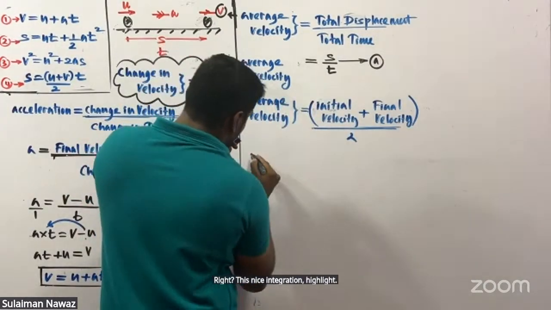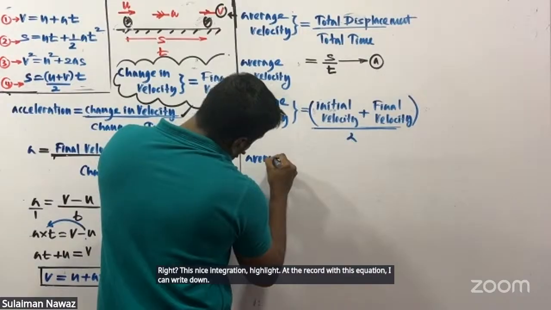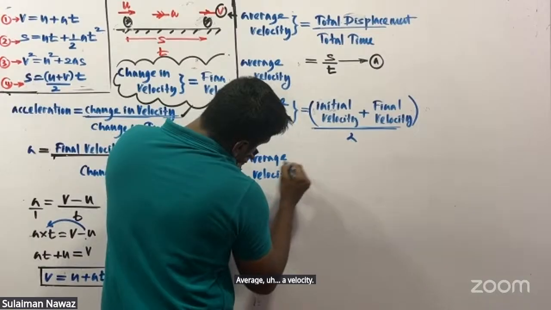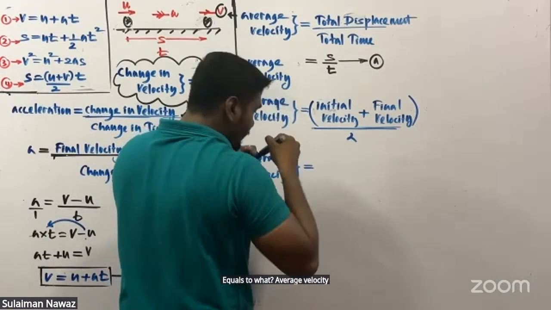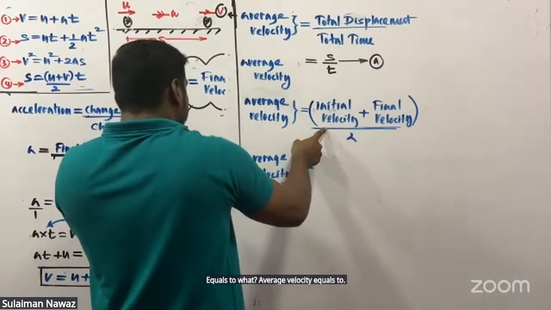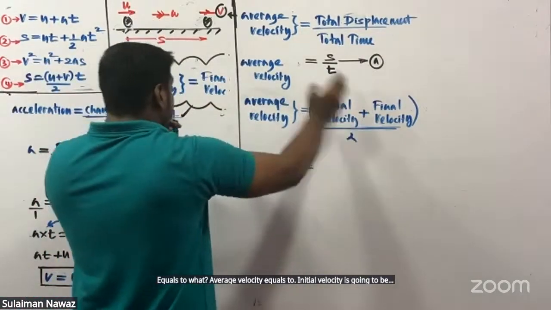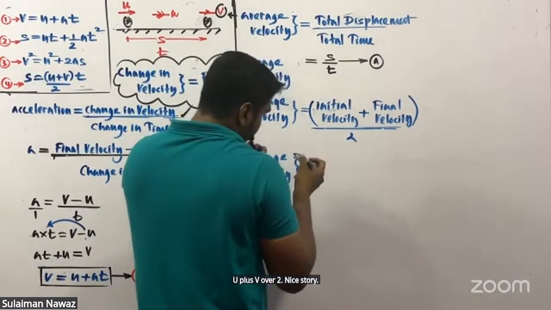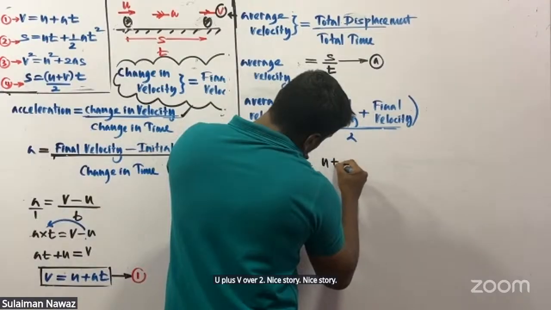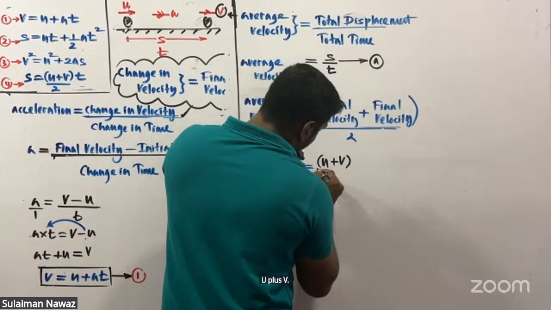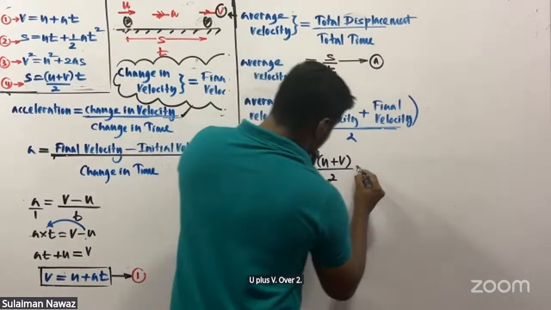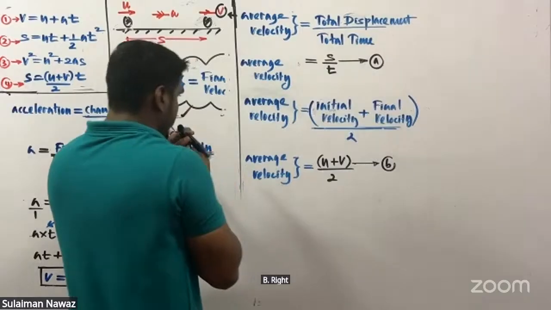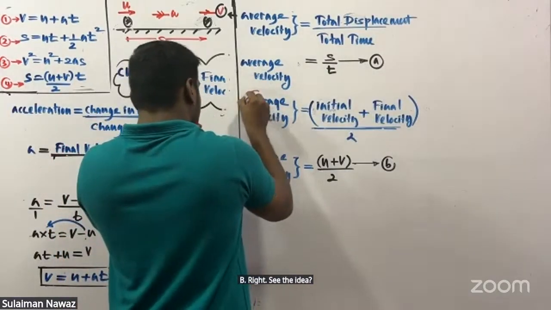Then according to this equation, I can write average velocity equals initial velocity u plus final velocity v, over 2. This is equation B. See the idea. Highlight this.